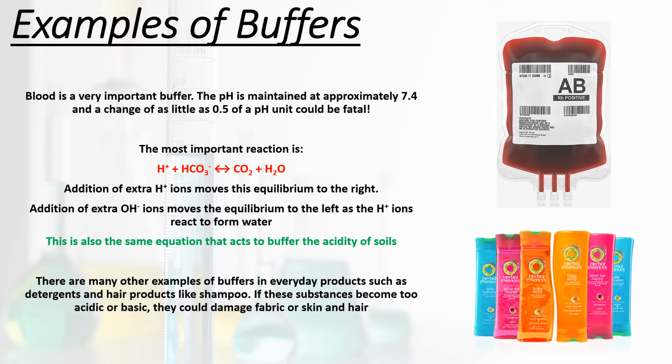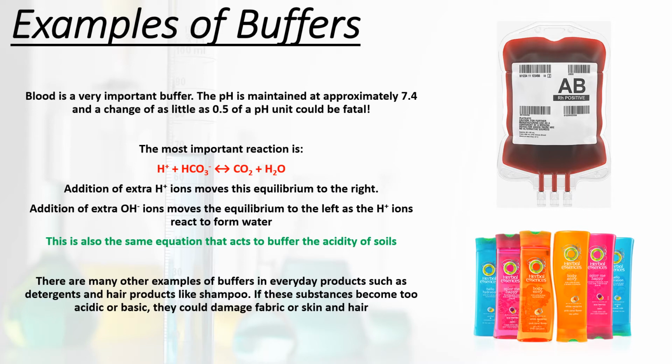And so we can see that if we add any extra H+ ions, this is going to move the equilibrium to the right, which, as Le Chatelier's principle says, is because we want to oppose the change. So the equilibrium shifts to the right by reacting these extra H+ ions with the HCO3- ions. And if we add any extra base in, this moves the equilibrium to the left because the H+ ions react to form water, and so we need to make more of the H+ ions to oppose that change, and so the equilibrium moves left.